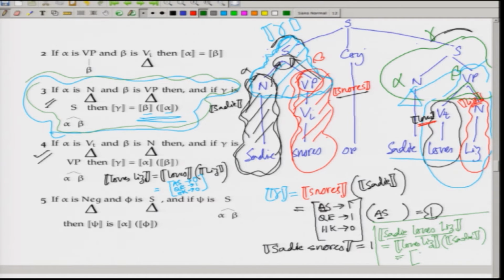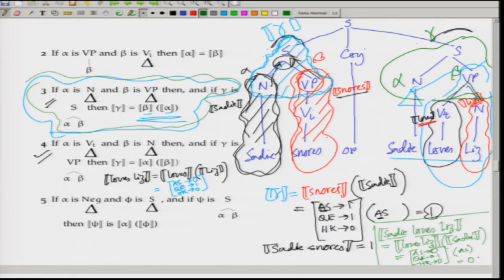We have seen previously that a s goes to 1, q e goes to 0, sorry, a s goes to 0, q s goes to 0 1, and hk once again goes to 0. So it is 0 1 0, and then the denotation of Sadi is a s, and as a result of that it gives us 0, which says that Sadi does not love Liz.